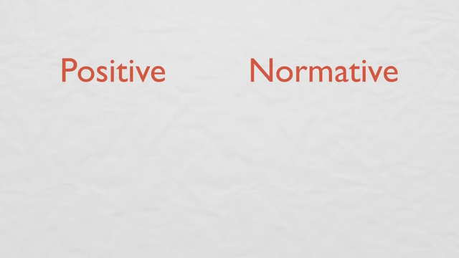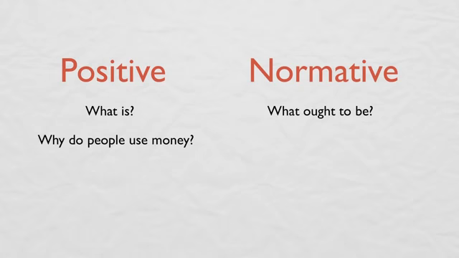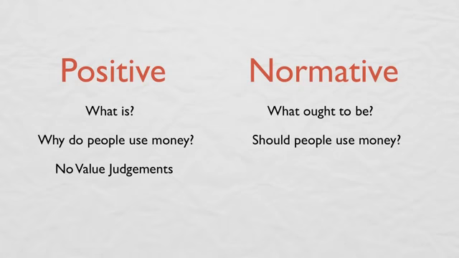All economic questions fall into one of two categories: positive and normative. Positive economics describes what is, and normative economics argues for what ought to be. So a question like, why do people use money, is a positive question, and should people use money is a normative question. A general rule of thumb is that if your economic model has no value judgments, it's positive economics. Whereas if it does have value judgments, it's normative economics, since to tell someone what he ought to do, you first have to judge what is best for him.